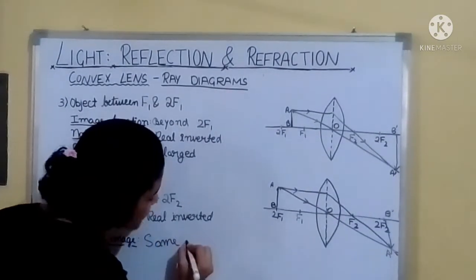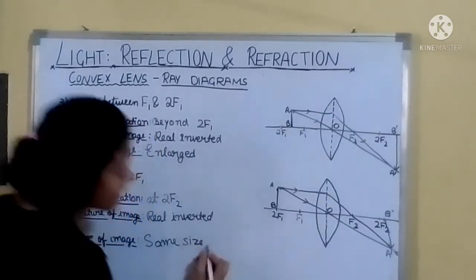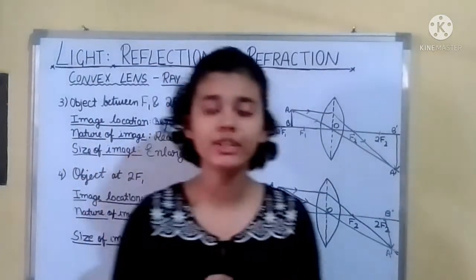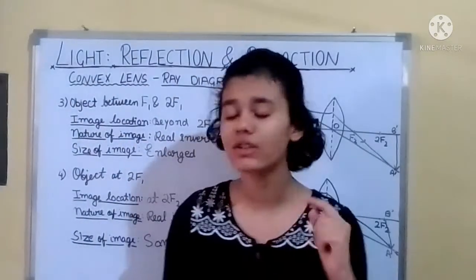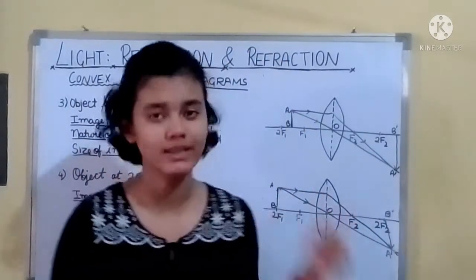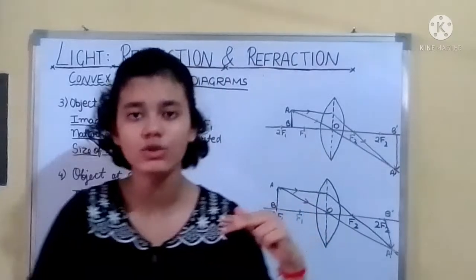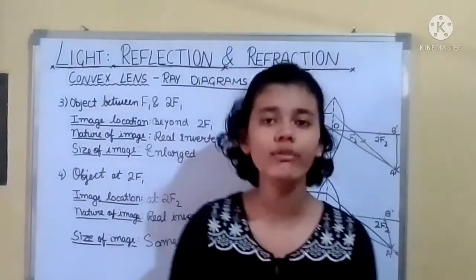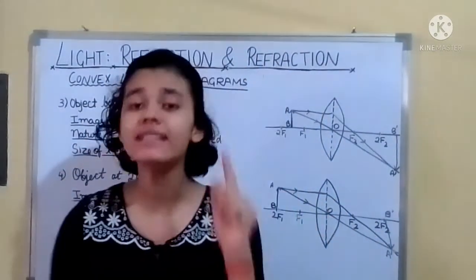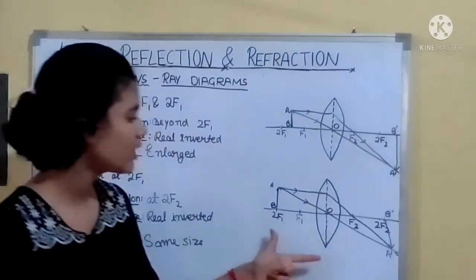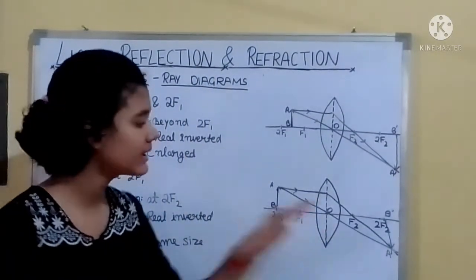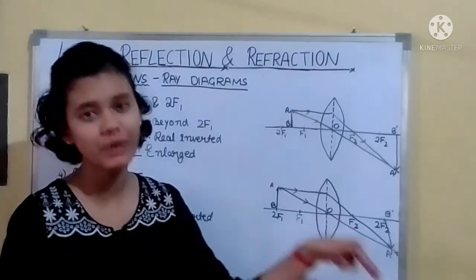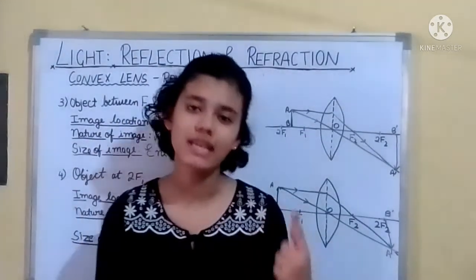The size of the image will be the same as the object. Like in mirrors, when the object was at the center of curvature, the image was also formed at the center of curvature, and at the same size. So in lenses also, if the object is at 2F1, then the image will be formed at 2F2 and of the same size.